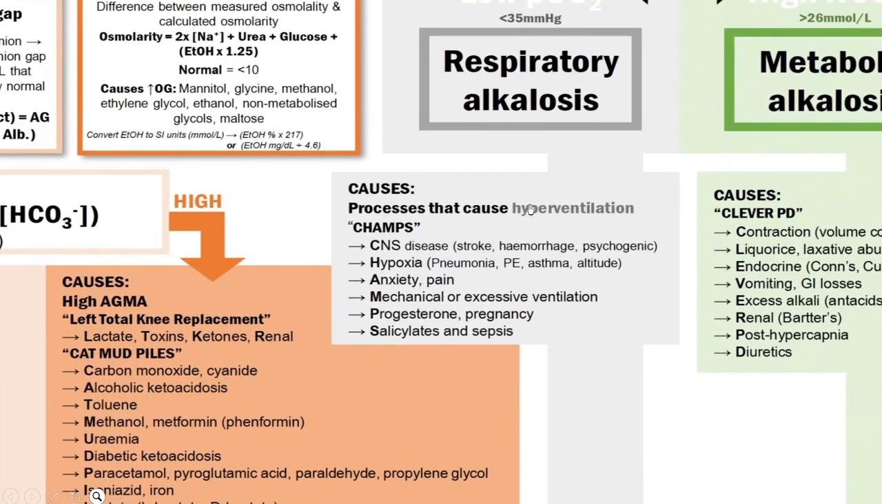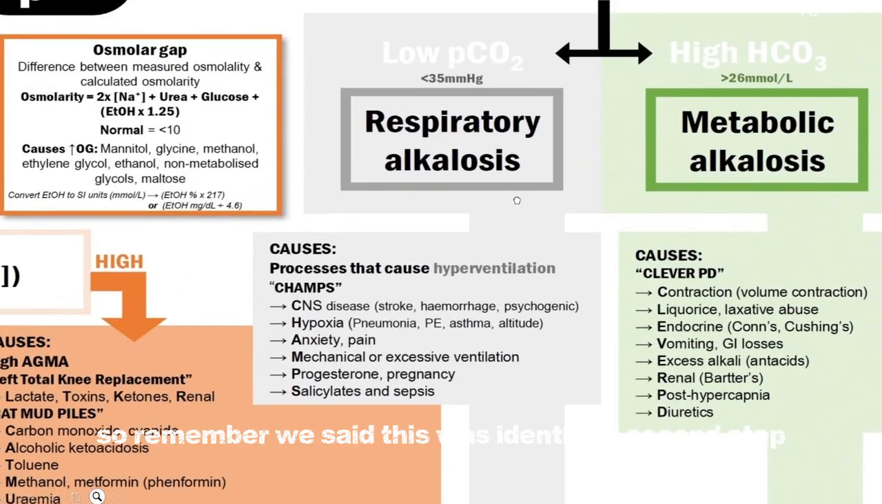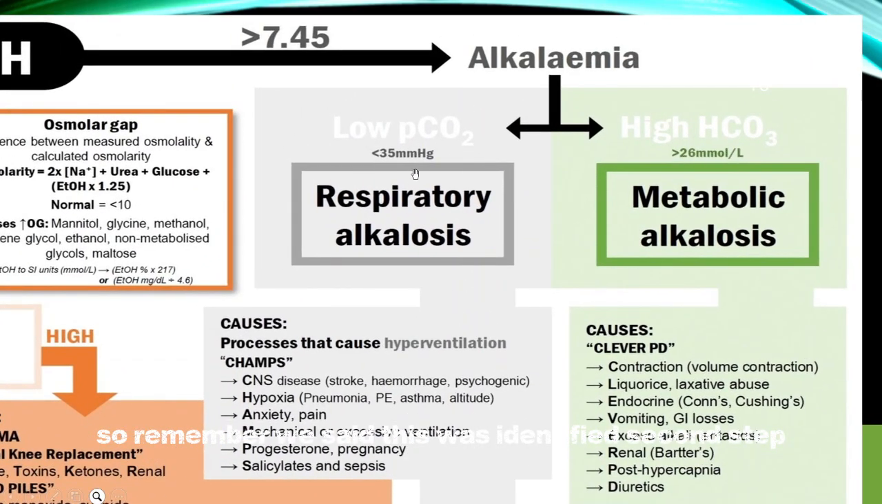Let's talk about alkalosis. Remember we said this was the second step, where we are trying to identify the disturbance. If you find that the pH is more than 7.45, then it means that it's alkalosis. Then you go to the third step, where you have to identify the primary process. In this case you want to identify what is causing the alkalosis. Is it the respiratory system or the metabolic system?